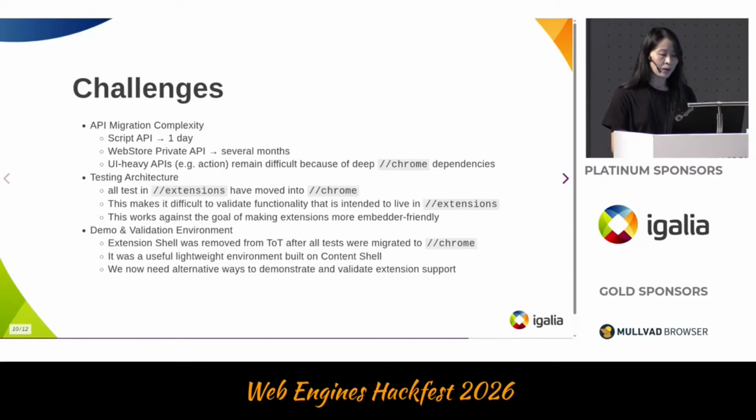The final challenge is the demo and validation environment itself. Historically, extension shell provided a lightweight environment built on top of content shell, making it easy to experiment with and validate extension functionality outside of Chrome. However, after testing code migrated to the Chrome layer, extension shell was removed from top of tree as well. As a result, we have lost a convenient environment for demonstrating and validating extension support, and we now need alternative approaches for testing and demos as the migration progresses.